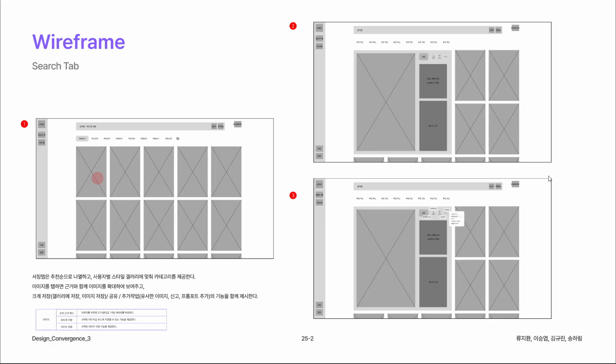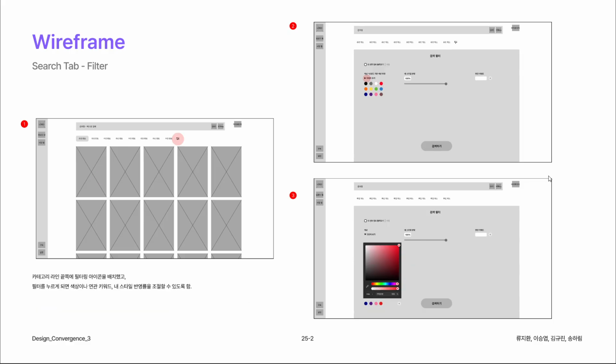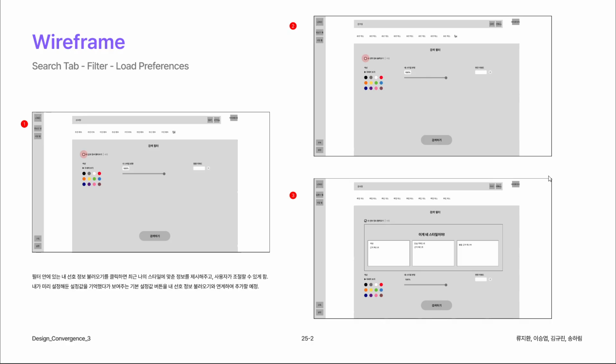Next is the Search tab. This tab looks like Pinterest, and images are listed by recommendation, and clicking them shows an enlarged view. Similar to advanced search features on Google or YouTube, this provides specialized filters based on design style. This tab embodies our value: inform.